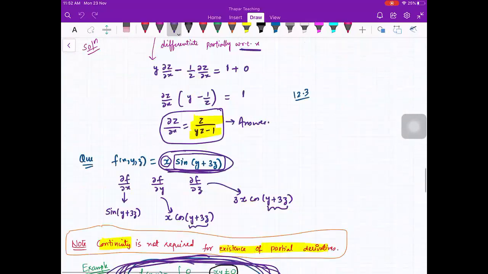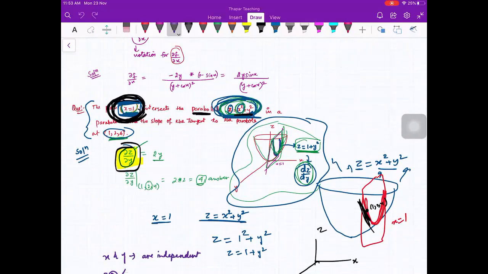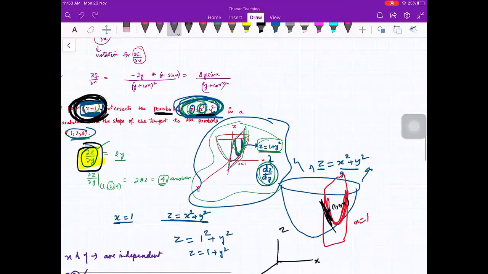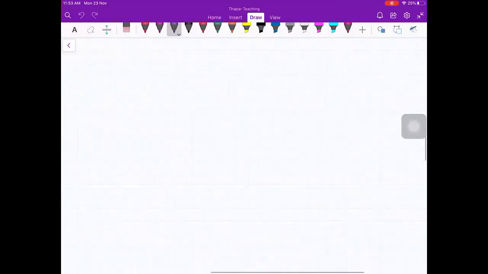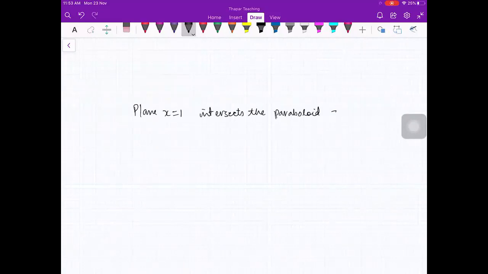This is that lecture. Okay, this is the question. The plane x is equal to 1 intersects the paraboloid z is equal to x square plus y square in a parabola. Find the slope of the tangent to the parabola at 1, 2, 4. So this is the problem, beta. See, we are saying that plane x is equal to 1 intersects the paraboloid z is equal to x square plus y square.